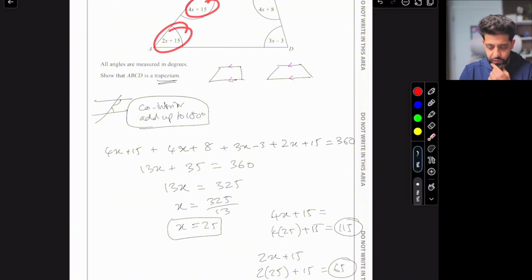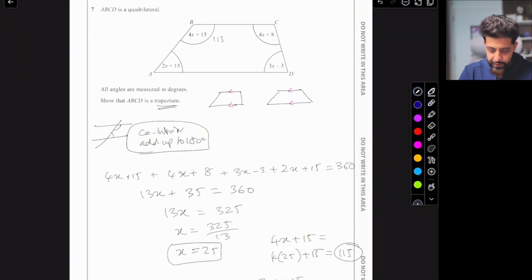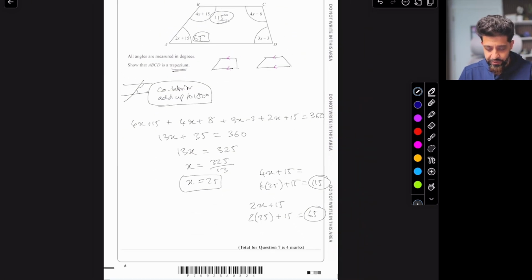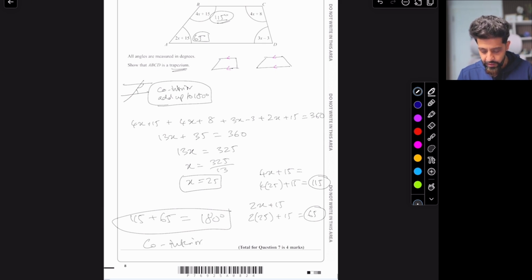Now, if this is 115 and this is 65, what does 115 plus 65 equal? It's equal to 180. So 115 plus 65 is indeed equal to 180. So therefore, they are co-interior, and therefore they are parallel lines, and therefore it's a trapezium, because a trapezium is the quadrilateral that has one pair of parallel lines. Okay.